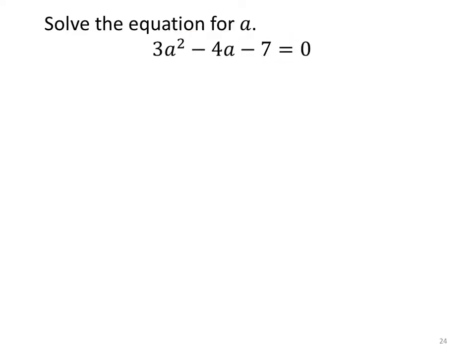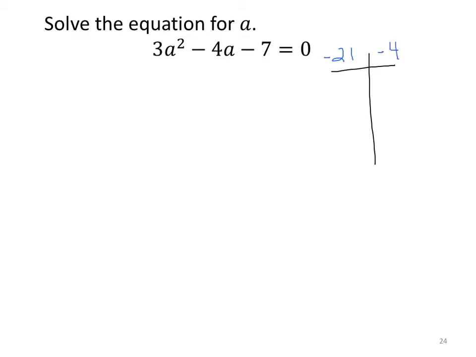Okay, and here we have an equation again. It says solve. So we're going to factor and then solve. So this is not a perfect square trinomial, and it has a lead coefficient that is not 1, so we will use grouping. We come over here and we say 3 times negative 7 is negative 21, and then our middle term is negative 4.